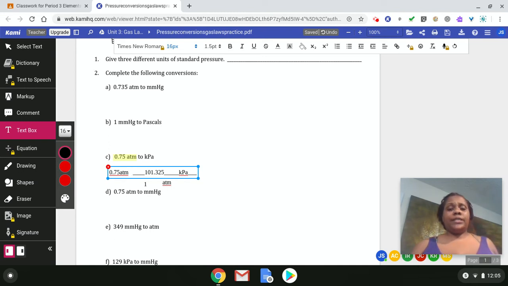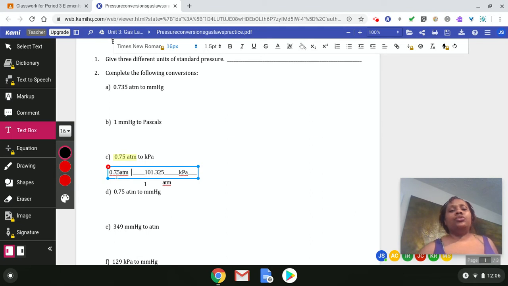If you need to pause this for a second to try on your own, that's fine. But I'm going to get my calculator. We're going to do 0.75 multiplied times 101.325, and then we're going to divide it by 1. So let's try that now. Okay, did you try it? So 0.75 times 101.325 gives me 75.99.